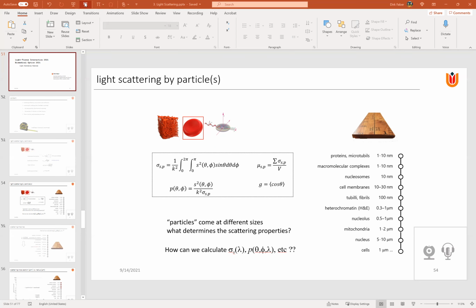So a few questions remain. Particle forms come at different sizes, but what actually determines the scattering properties, or the function S, of course? And if we can determine the function S, how can we calculate all these scattering cross sections, these phase functions, etc.?